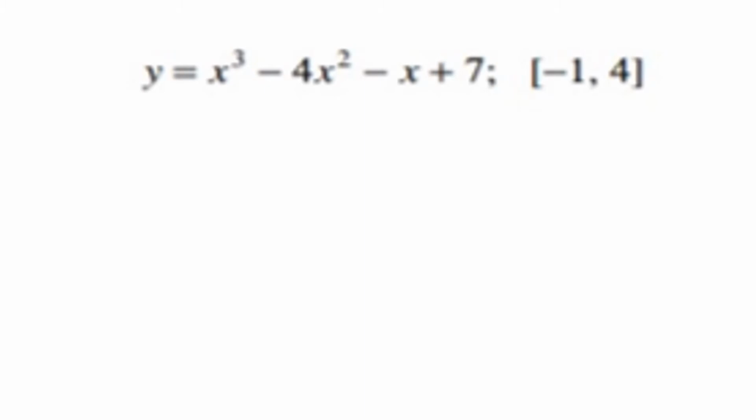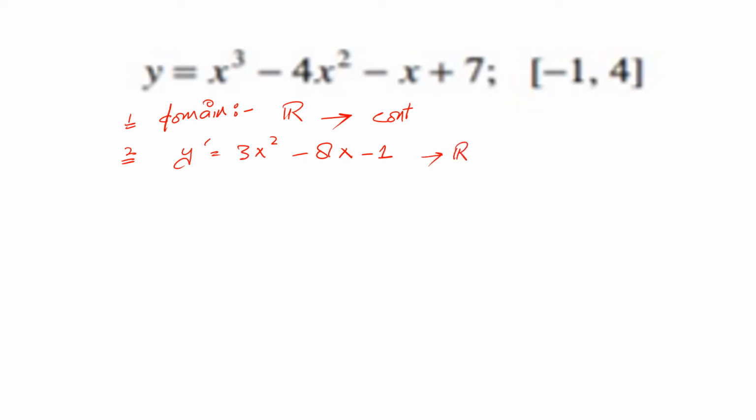So have a look over here. The first thing is to find the domain, and it is a polynomial function, so the domain is all real numbers, and from here you can conclude that the function is continuous in the closed interval. Take the derivative of the function, you will get 3x squared minus 8x minus 1. The function's domain is again all real numbers. So the conclusion is that the function is differentiable.